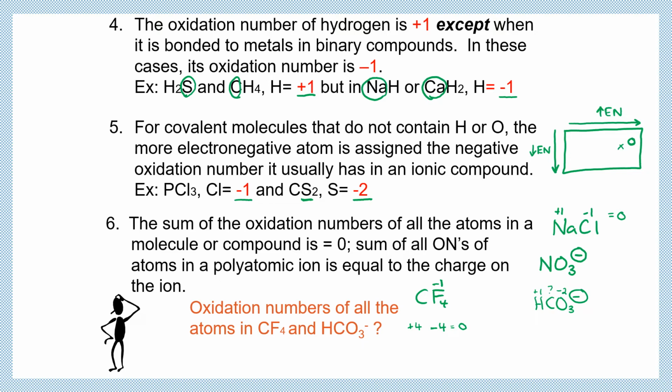So -2 times the 3 gets me a -6 oxidation number overall for oxygen, +1, and I'm going to make that question mark into an X here. That's a -1. So once I simplify the side of the equation and solve for X, it looks like the oxidation number for carbon is a positive 4.